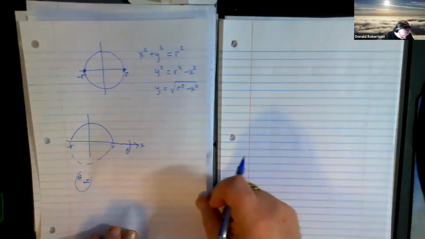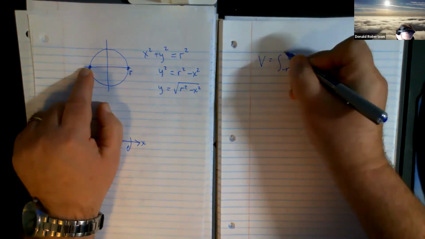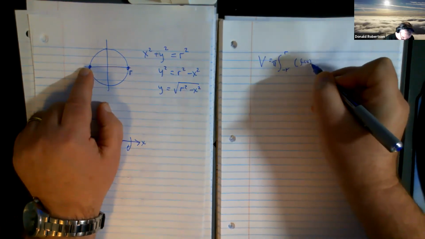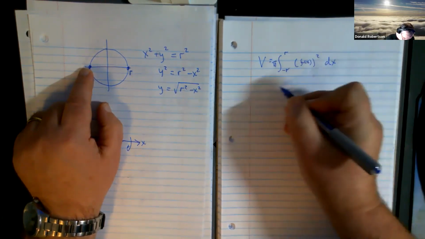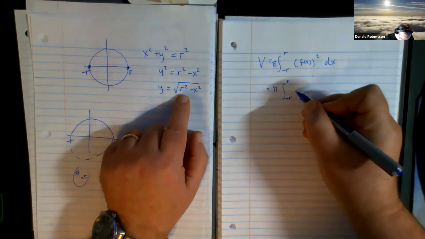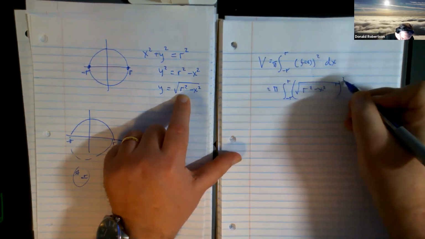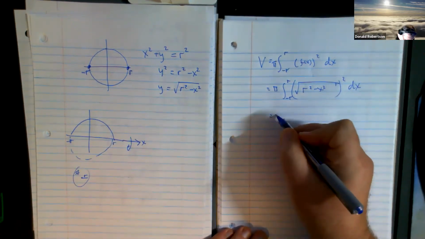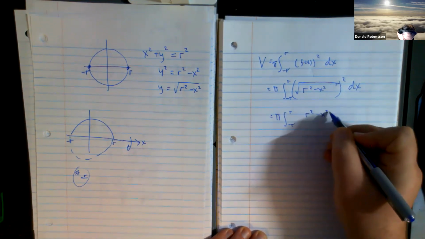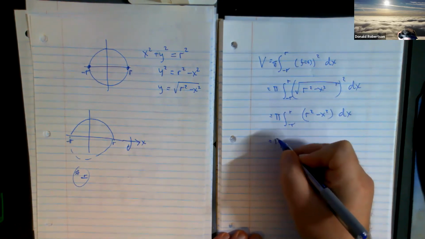Everything we need is already set up. It's the integral from negative r to r, stick a pi on the outside, the function squared. Negative r to r, the function squared dx. Negative r to r of this guy. Now, it's a little bit trickier than expected. Hopefully we can do it.